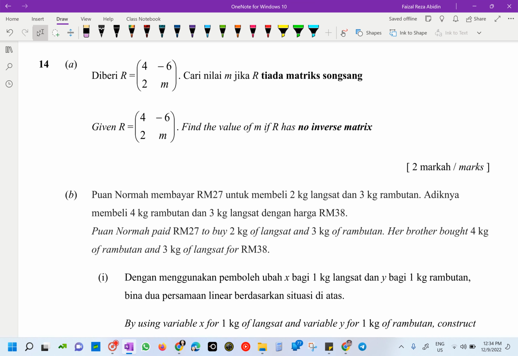Apa jawapan dia? Okay, mari kita buat. Okay, for our 14 over here, given R equals 4, negative 6, 2, M. Of course we cannot find the value of M, but this one is given to us what? That our matrix R here has no inverse. What does it mean by no inverse?